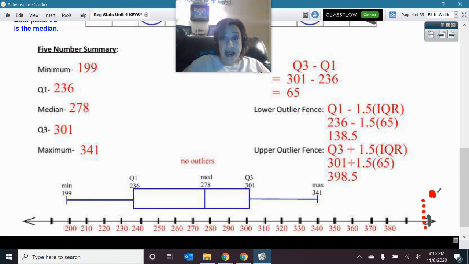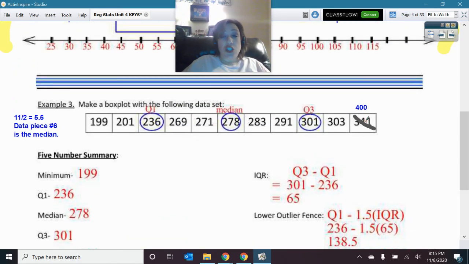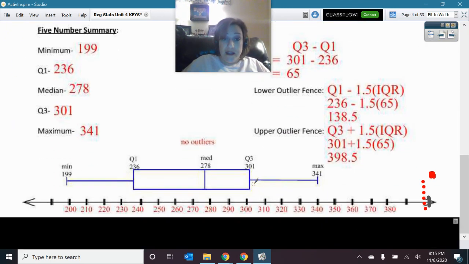Now, if 400 is an outlier, you don't make your whisker go to that 400. You must make it go to the piece of data inside that fence. So if 341 is not your highest piece of data inside the fence and 303 is, then this just goes to 303. So the moral of the story is do not make your whisker go to the fence. If you have an outlier, your whisker goes to the next piece of data inside the fence.